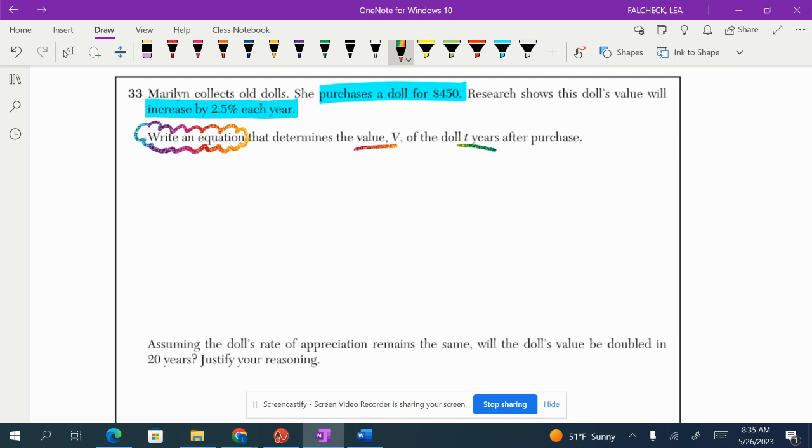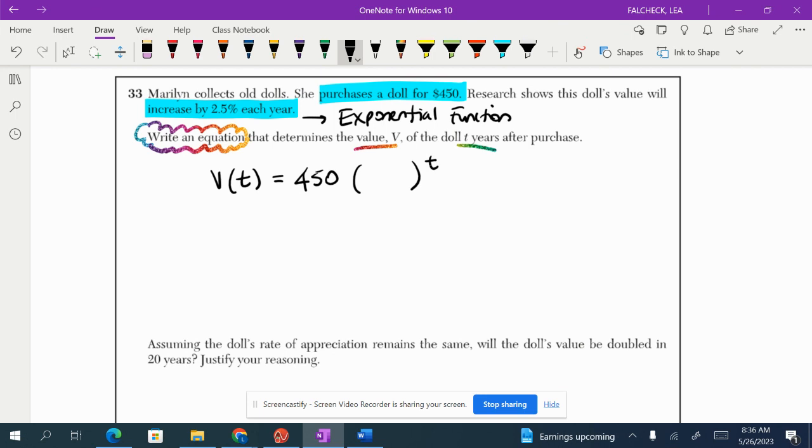Okay, so whenever we're talking about percent increases or percent decreases, we are going to be using an exponential function to model the situation. So here, the value as a function of time is going to be, we take the initial purchase price or the starting value and put that out front. And then we have some sort of multiplier that is calculated using the percent increase or decrease that the problem is talking about. And this is all raised to the power of t, or time.